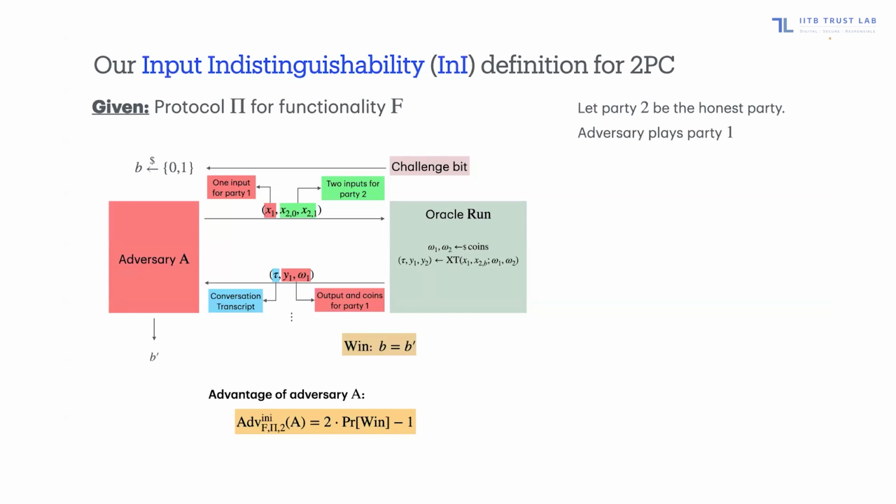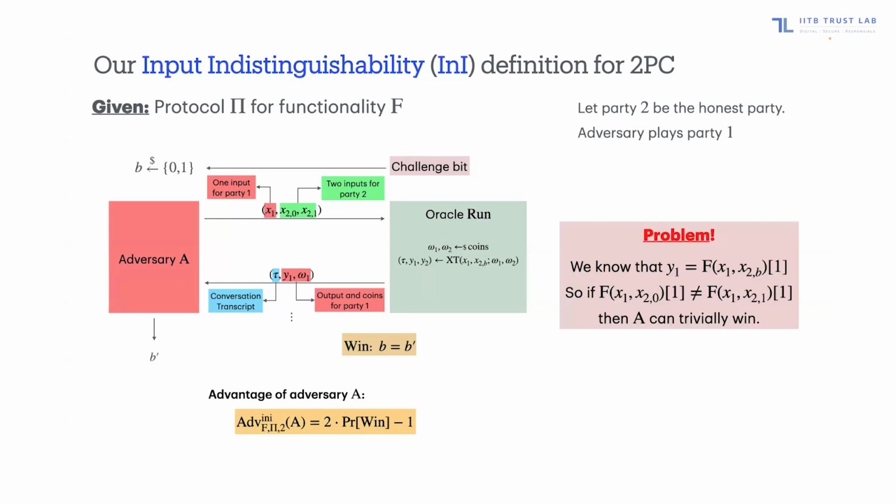The run oracle picks the coins for the parties, runs the XT algorithm, generates the conversation transcript, and sends that back to the adversary along with the output that it should get and the coins for the party. After making any number of queries, adversary A has to make a guess for the challenge bit and wins if it guesses correctly. Again, the advantage for the adversary is given similarly.